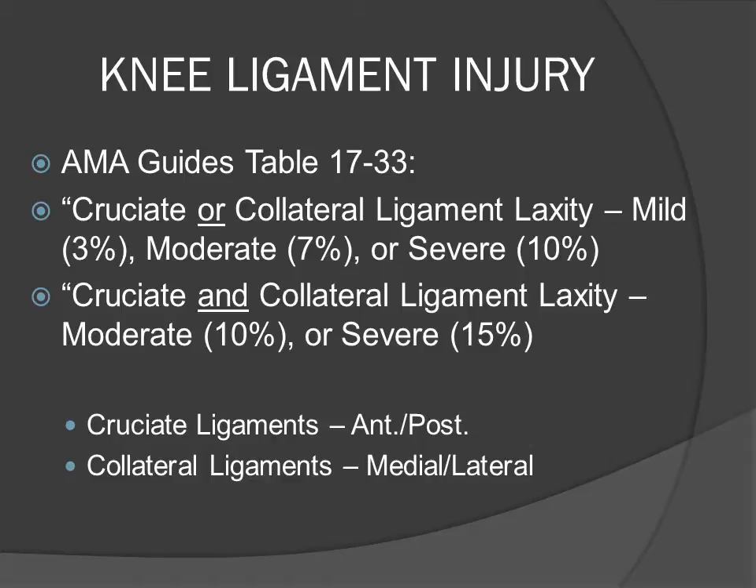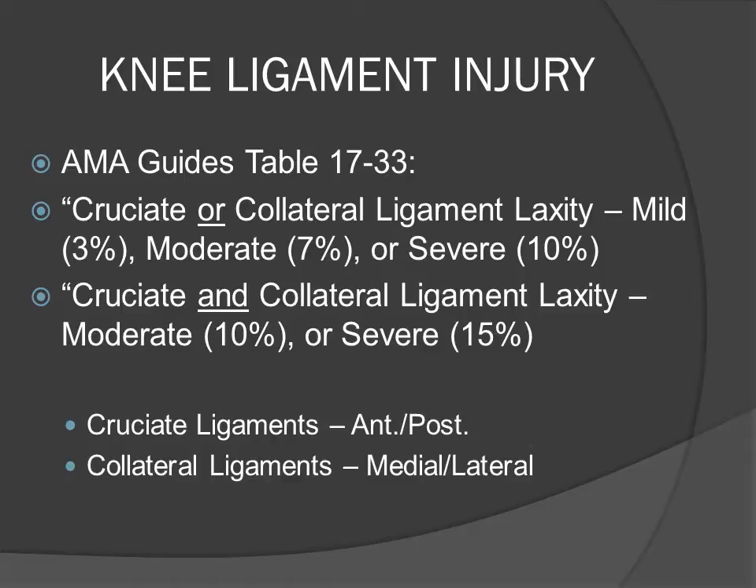So reading directly from the AMA guides, and this is Table 17-33, permanent impairment related to cruciate or collateral ligament laxity qualifies for permanent impairment of 3, 7, and 10% depending upon the degree of residual laxity, ranging from mild laxity at 3%, moderate laxity at 7%, and severe laxity qualifying for 10% whole person impairment. And that's due to laxity of either the cruciate ligaments or the collateral ligaments.